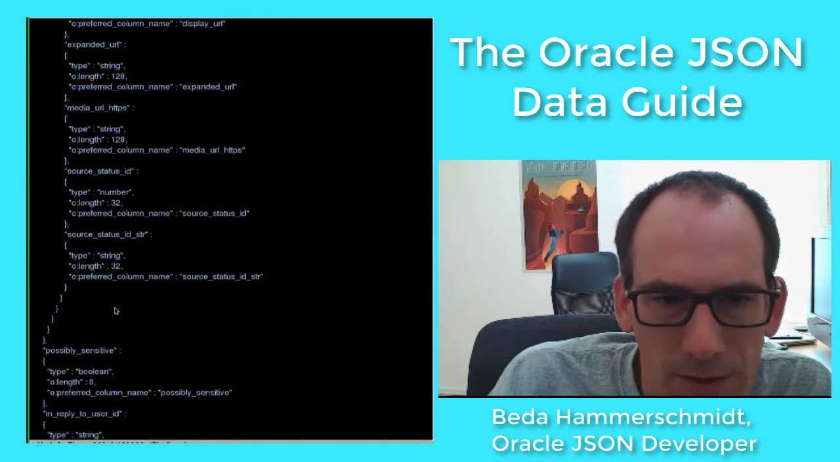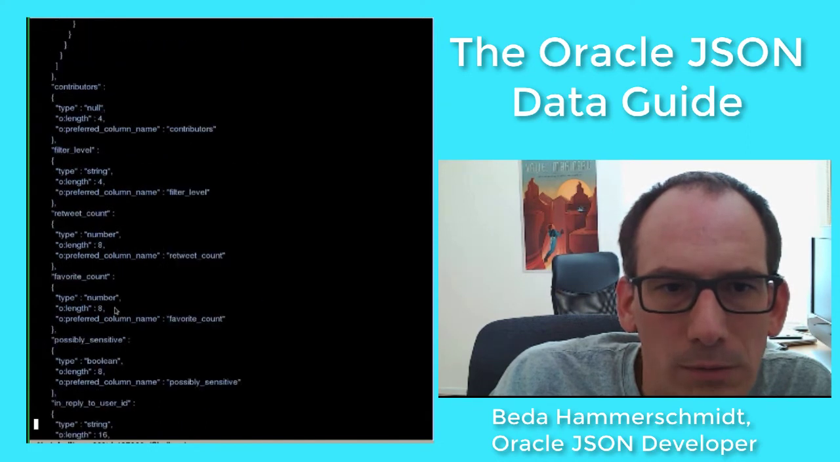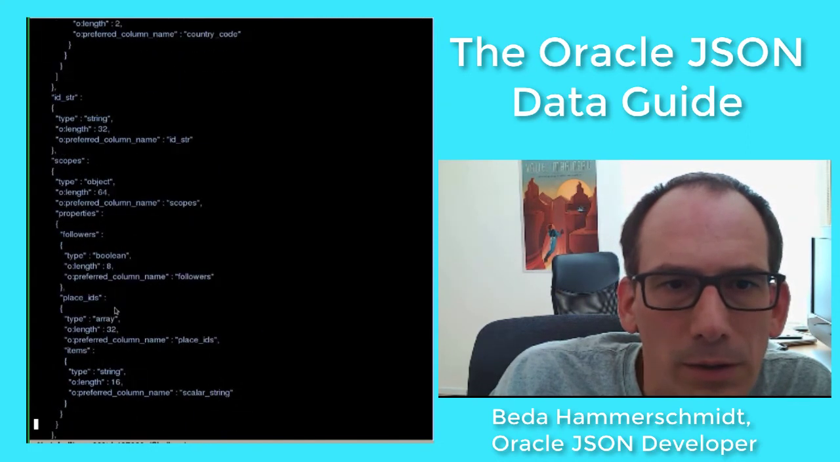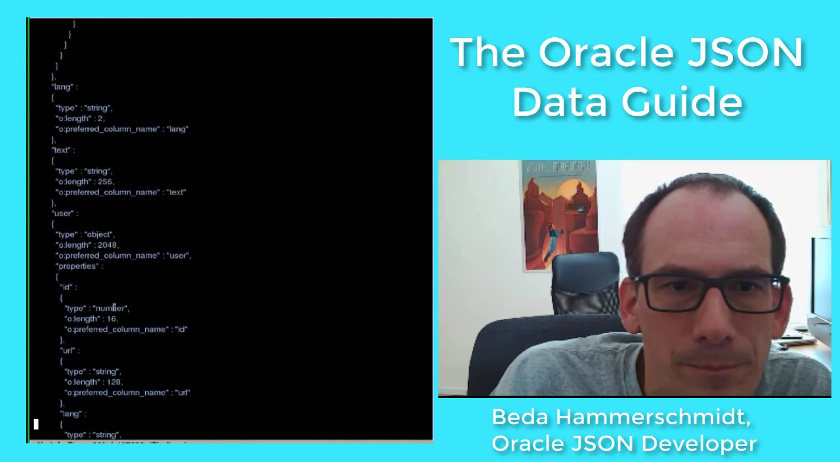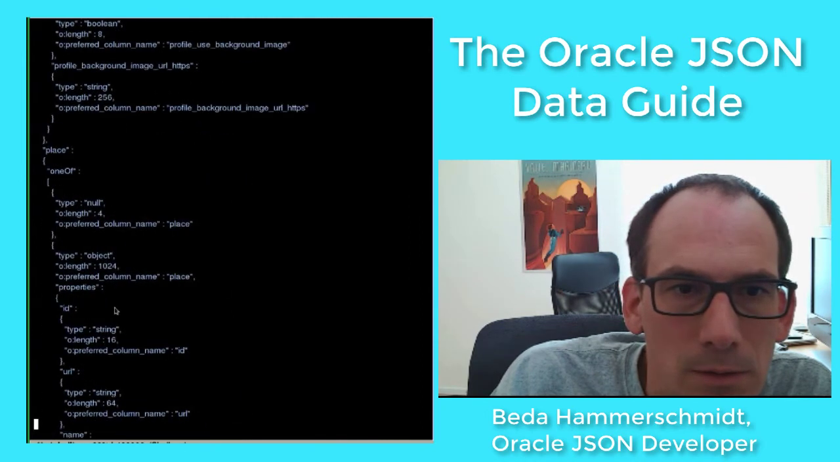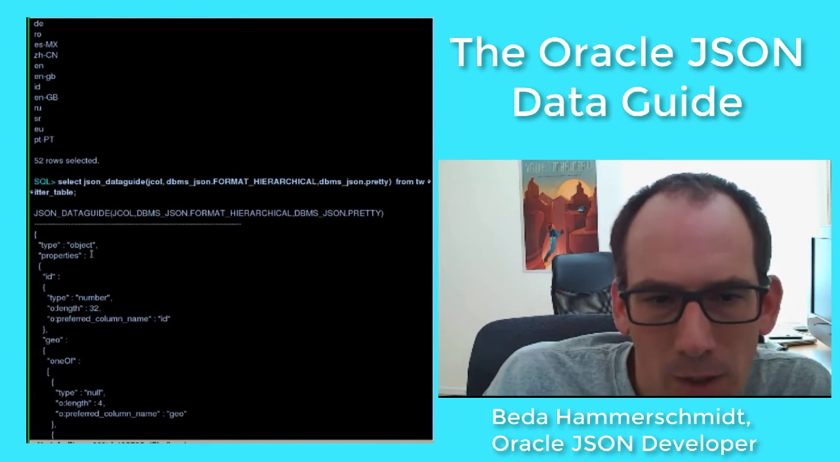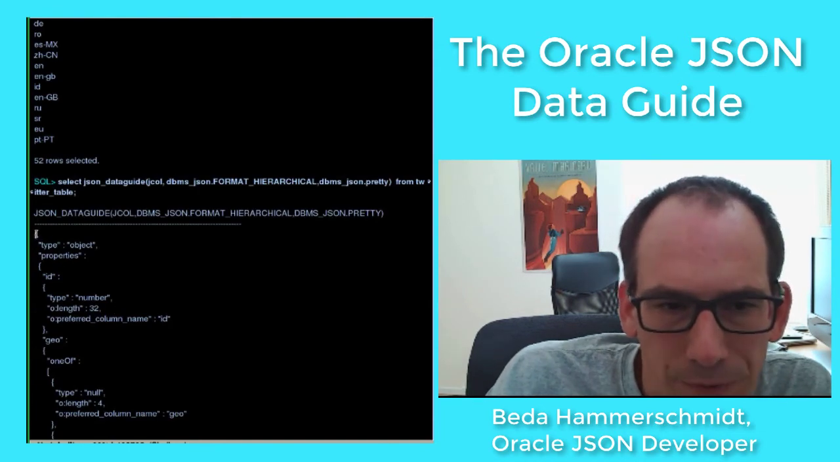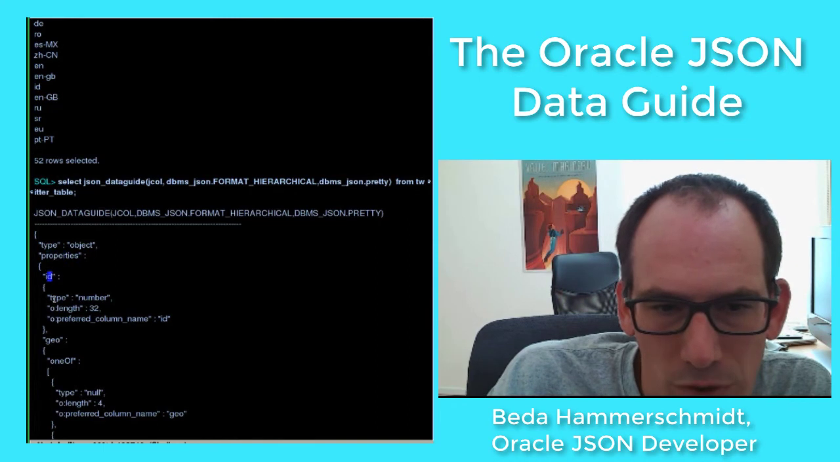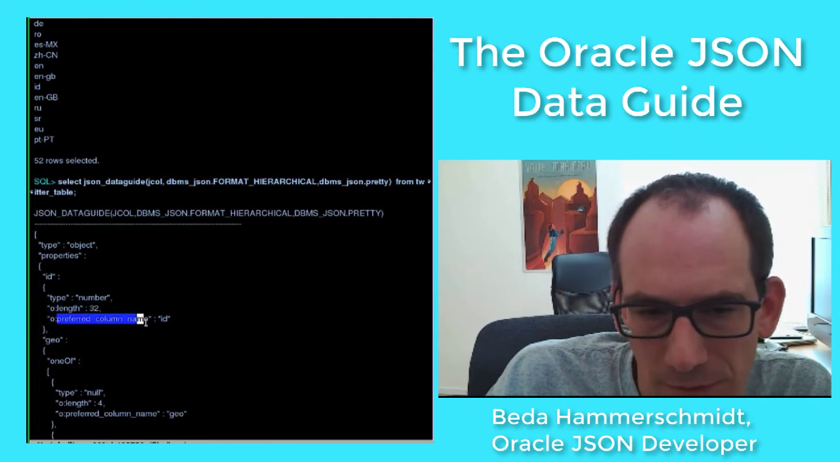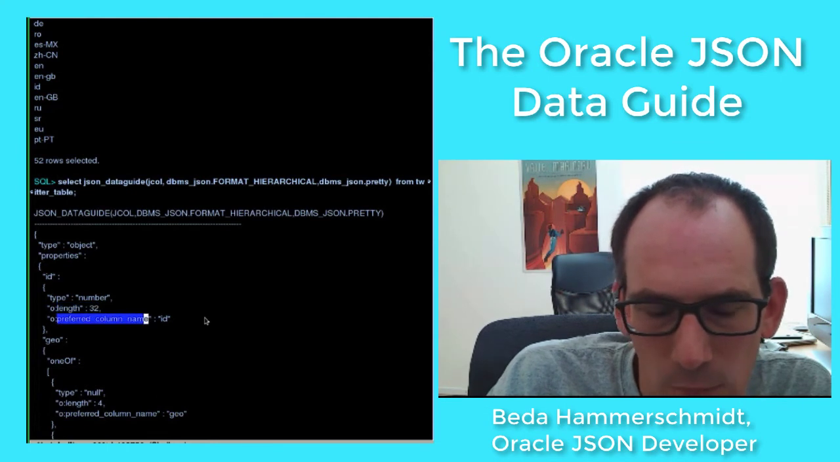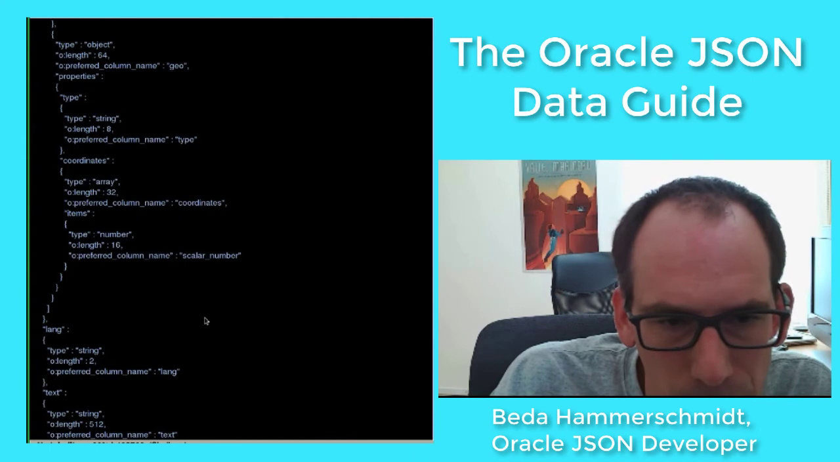Let's go up to the top again. It takes a while to scroll through this long document. Yep, here we get. So now we see that the topmost structure we encounter is an object, and it has properties. One is called ID, whose type is a number, and now we have the length information. We do have something which is the preferred column name. We will get to this later.